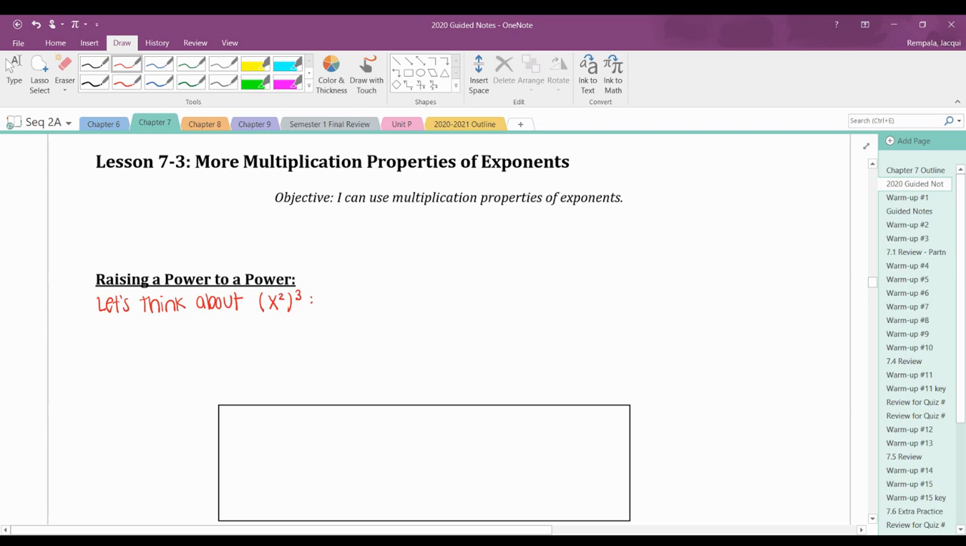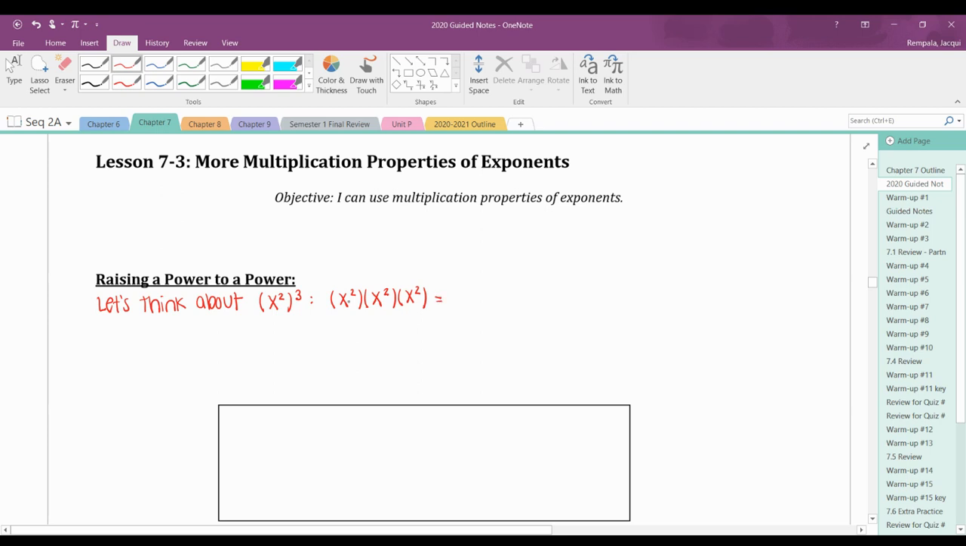So there are two exponents here. Let's focus on the outside exponent, the 3. Remember, that exponent tells us that we have 3 of the x squared terms. So we're going to have x squared times x squared times x squared. Okay, now that we've gotten rid of that exponent, now we've got exponents inside these.